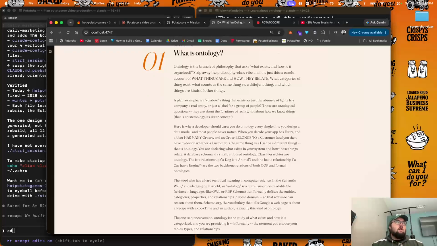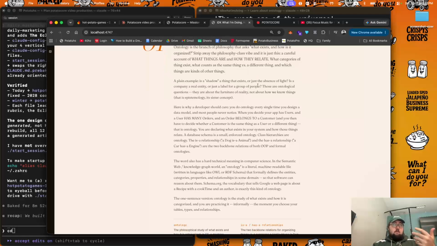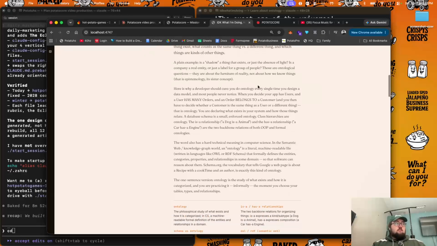Here is why a developer should care. You do ontology every single time you design a data model, and most people never notice. When you decide your app has users, you create a user table. A user has many orders, and an order belongs to a customer. So development is all about developing ontologies. Like, how do things relate to each other? What are those things? That, I think, is really important for developers and something worth exploring.